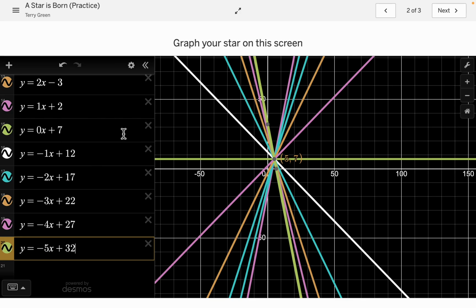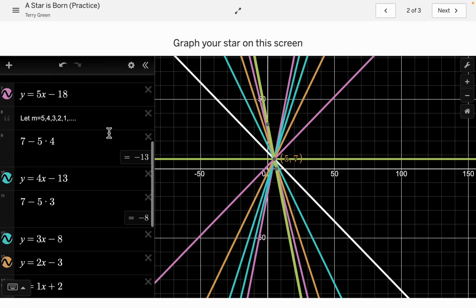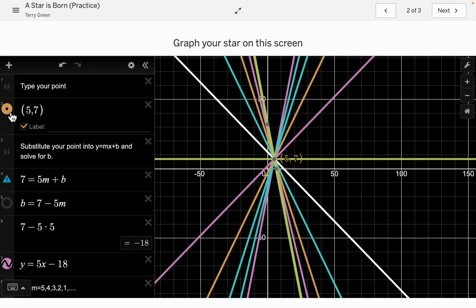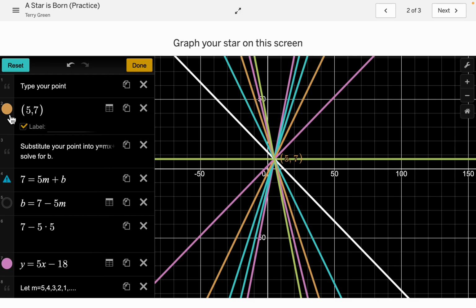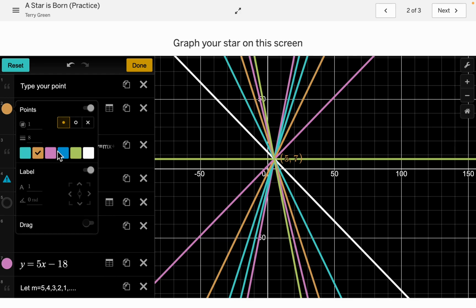Now, if I want to be even more creative, I might want to take my original point and click on the cogwheel. I might want to change the color of it. I might want to make it bigger. Take this 8 and make it maybe a 20. And see if that doesn't make the point bigger. It does. I might even change the point, make it look like a circle.